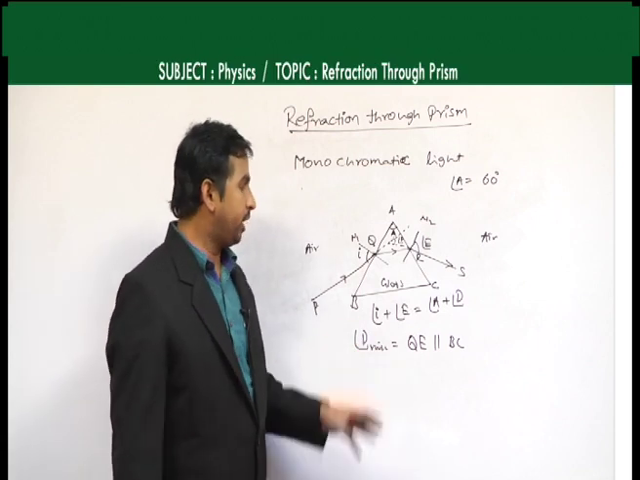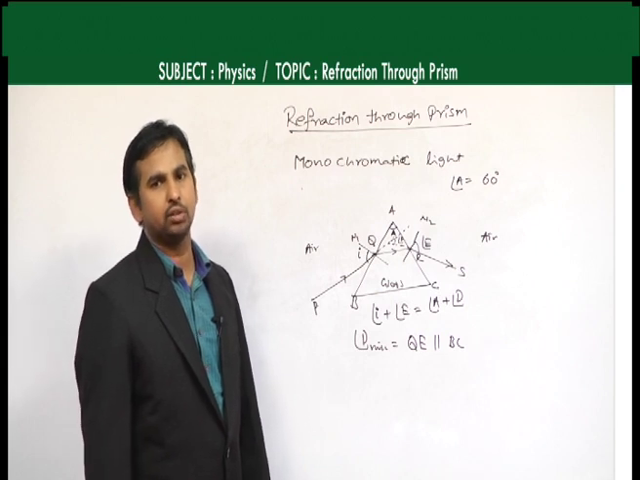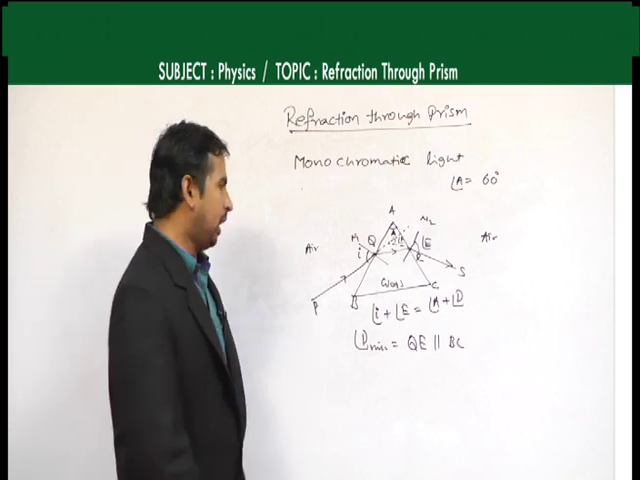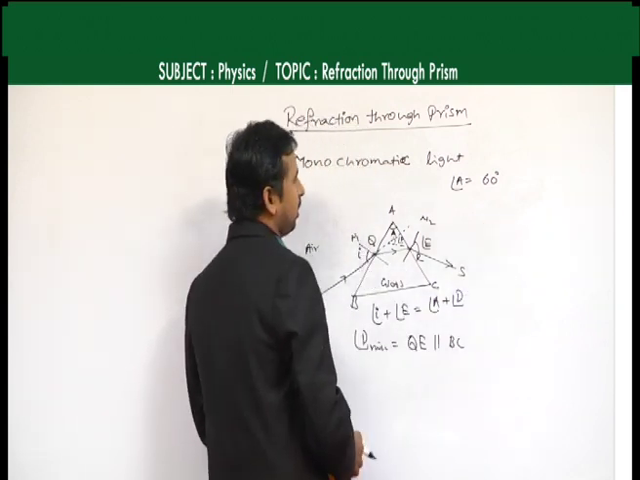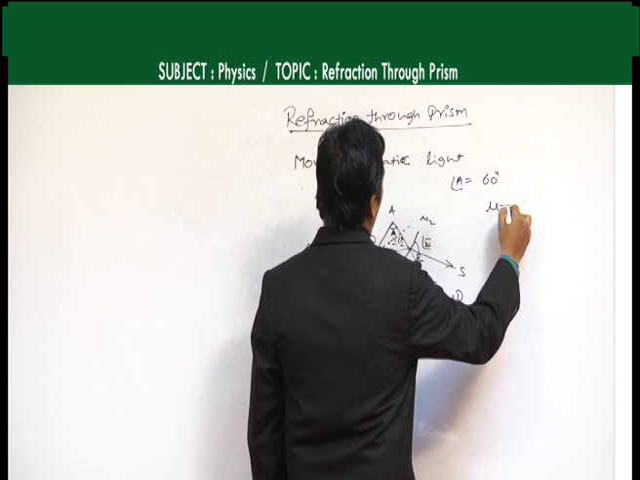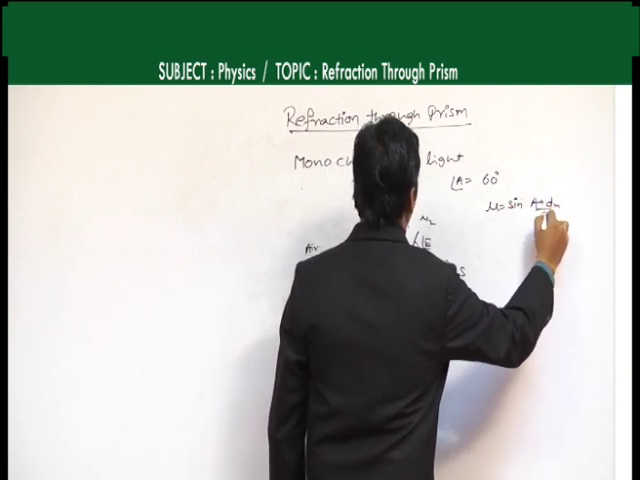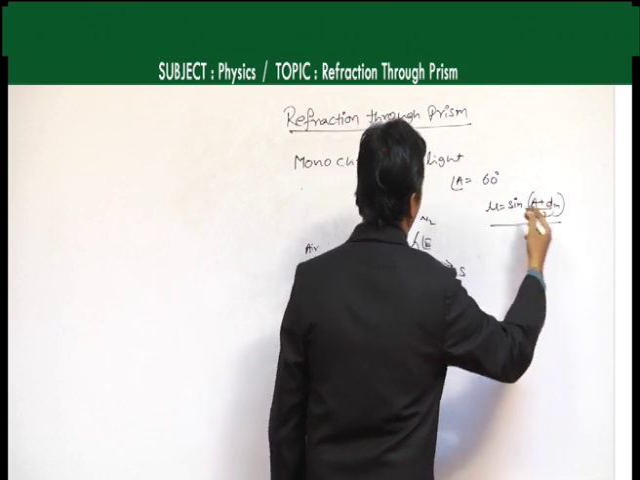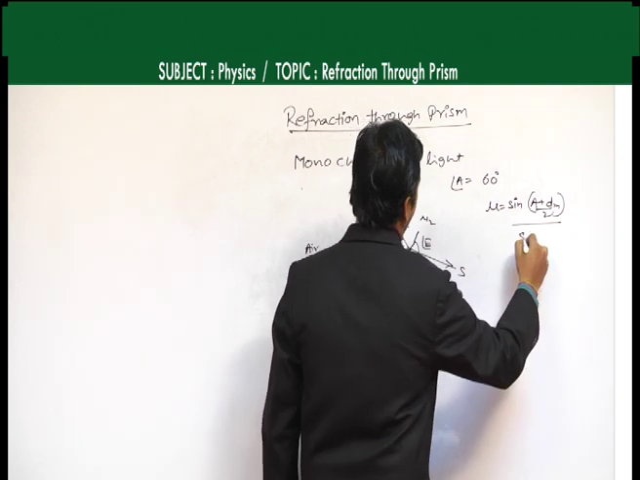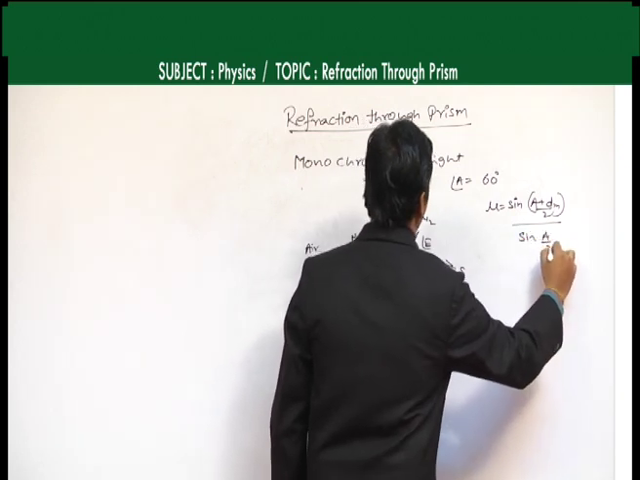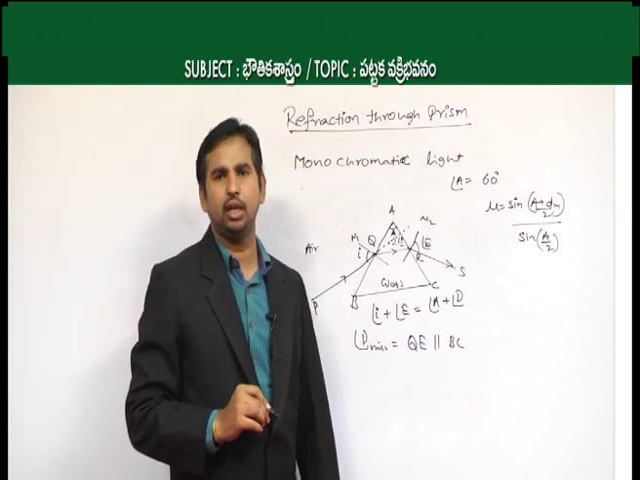But remember, when a minimum angle is present, we can find the refractive index of the glass prism. We already know that the formula is mu equal to sine of (A plus dm) by 2 divided by sine A by 2, where dm represents the minimum angle of deviation and A represents the angle of the prism.